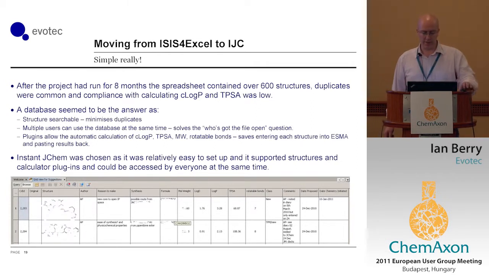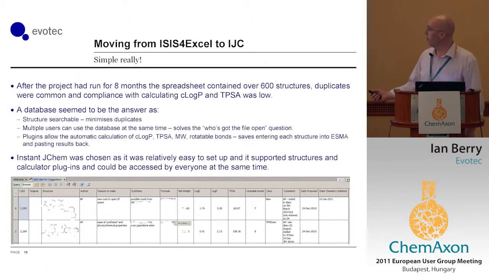So we migrated that across and created the IJC database, because they claim, and it is, really easy to set up. It allowed us to have the structures in there, and the calculator plugins would calculate all the numbers quite easily, or automatically when you added new rows, and it could be accessed by everyone at the same time, which you can't do in an ISIS for Excel spreadsheet. So this is a really good solution and solved a real problem that the chemists were having on that project.